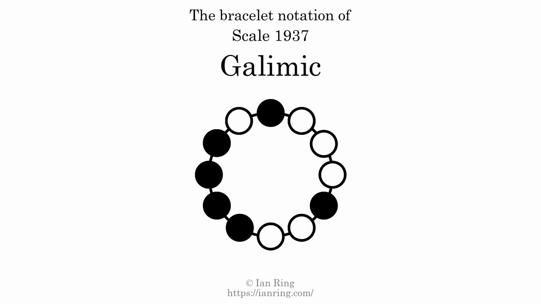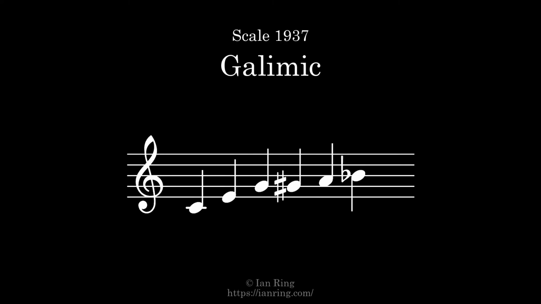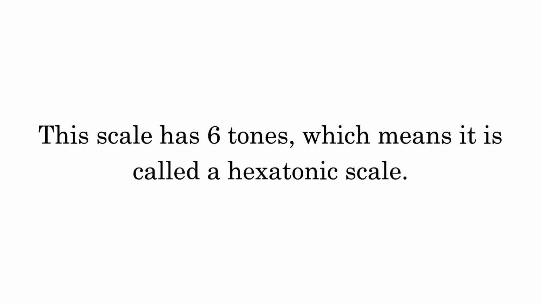Today we will talk about scale 1937, Galimic, which sounds like this. This scale has 6 tones, which means it is called a hexatonic scale.